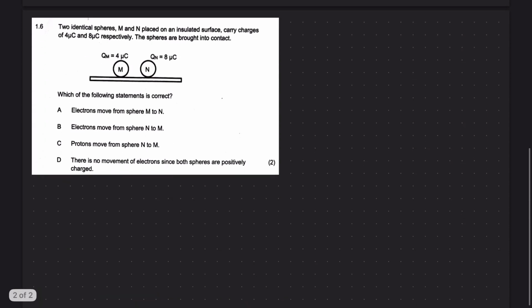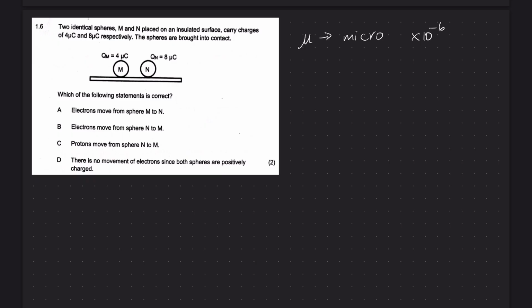Okay, let's look at 1.6. It says two identical spheres M and N placed on an insulated surface carry charges of 4 microcoulombs and 6 microcoulombs. This symbol is read as micro, and it is times 10 to the minus 6. The spheres are brought into contact. Which of the following statements is correct? A, electrons move from M to N; B, electrons move from N to M; C, protons move from N to M; D, there is no movement of electrons.